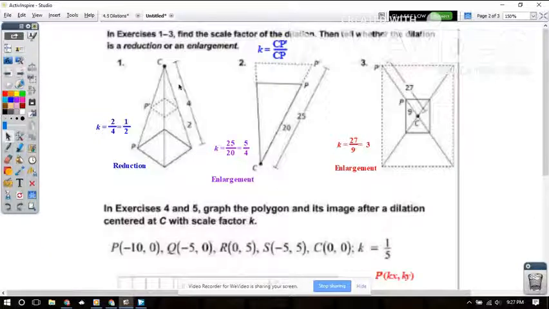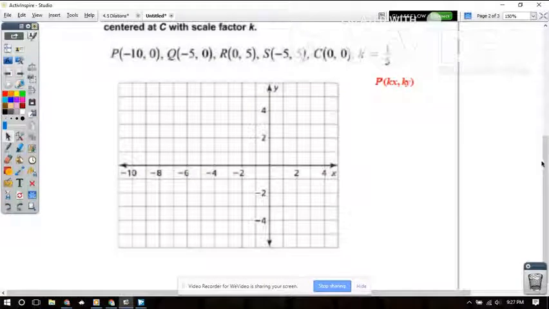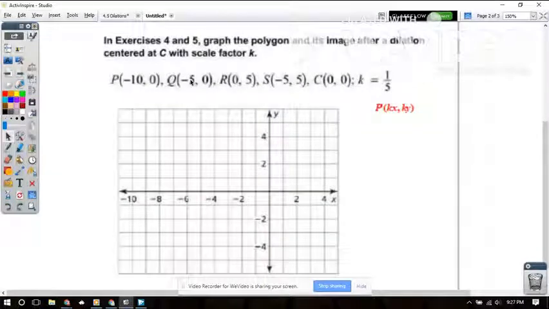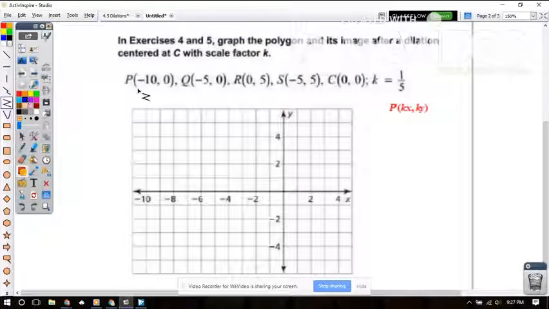All right, so let's take a look at these. Here we go. We have our figure PQRS. C, it tells us, is our center of dilation. And here we have K. This is the scale factor. So I'm going to go ahead and plot this. We have P at negative 10, 0. Q is at negative 5, 0. R is at 0, 5. That'll be right here. S is at negative 5, 5. And there it is.